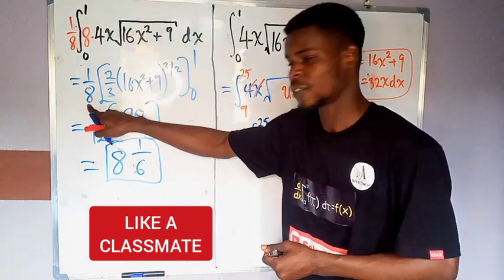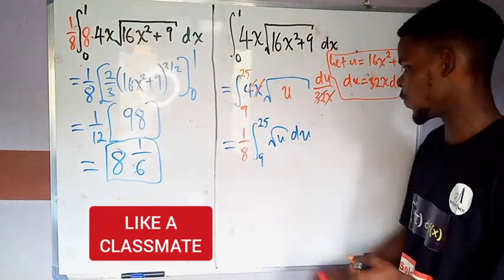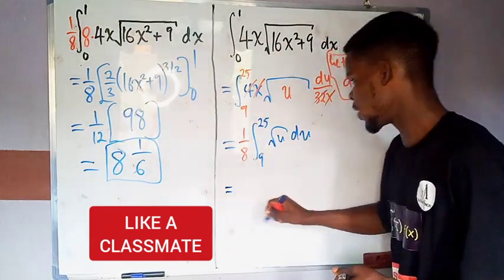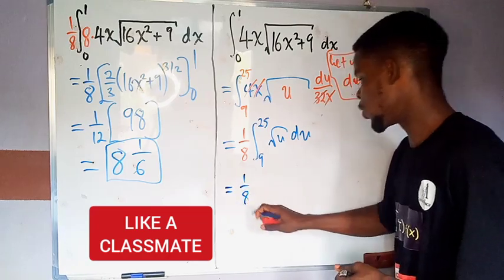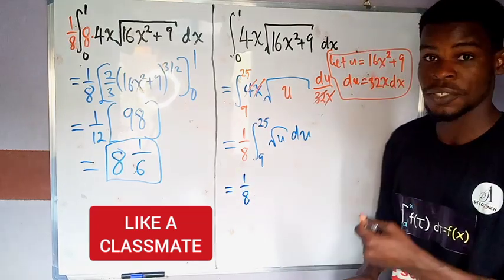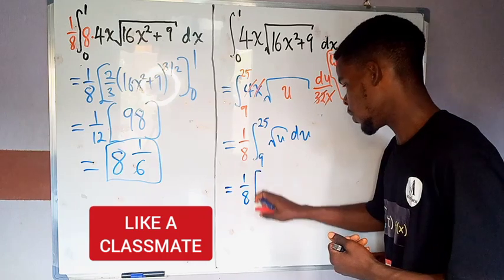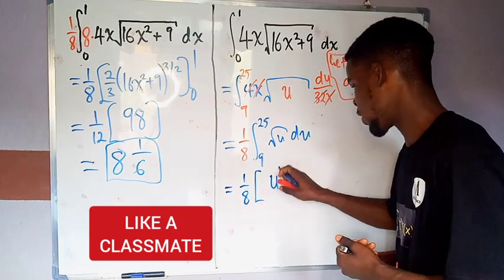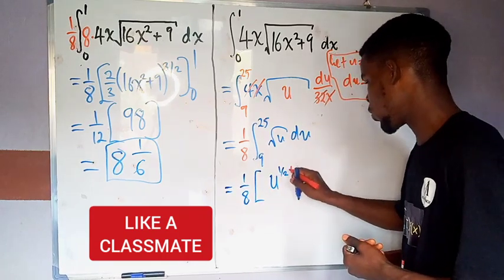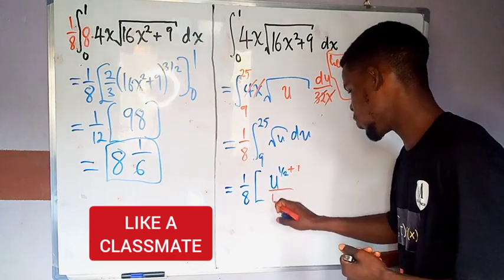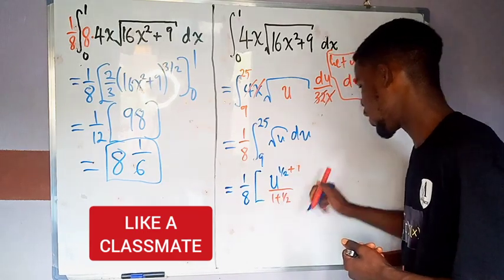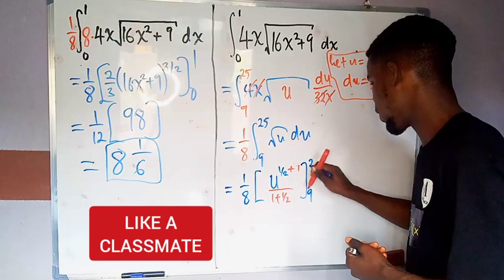No wonder the professor had 1 over 8. That's the 1 over 8 over here. So let's integrate this and see what we have. This is 1 over 8. You notice that square root of u is u to the power 1/2. We want to integrate that, which means we are going to add 1 to the power, and then we are going to divide by the new power, that is 1 plus 1/2. And then we are going to take this from 9 up to 25.